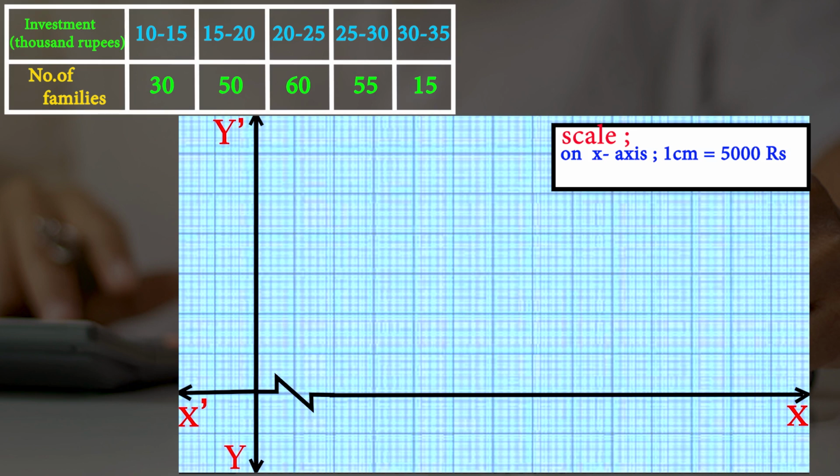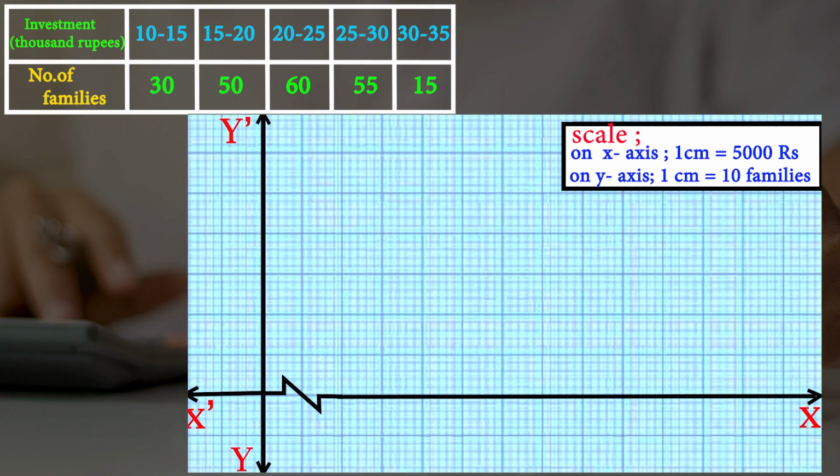Let us write the number of families on the y-axis. The families are from 15 to 60. If we take 1 centimeter equal to 10 families on the y-axis, then our columns will be of height 6 centimeters. Write this scale on the right corner of the graph paper.